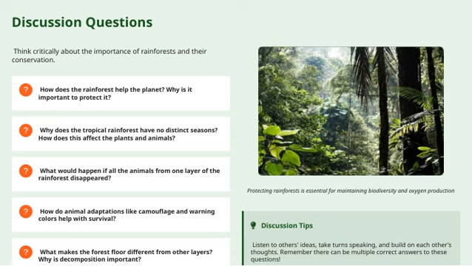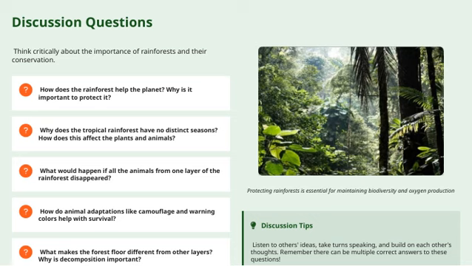Have you ever wondered why the tropical rainforest has no distinct seasons? Because of its location near the equator, the climate stays warm and humid year-round. This consistent environment allows plants and animals to thrive without the seasonal changes we see in other regions, which means many species have adapted to survive in a stable, year-round climate.